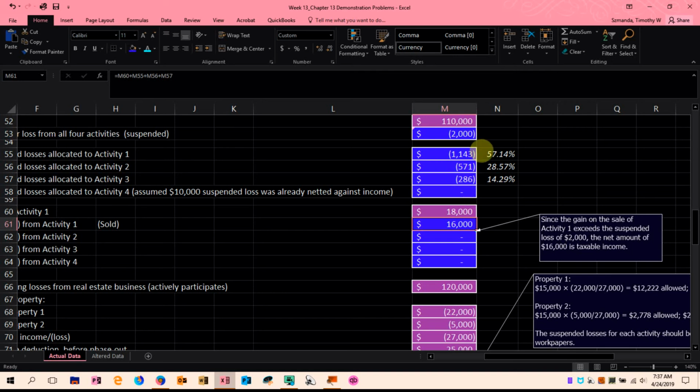So the major point of this particular demonstration was to isolate and describe the allocation of losses between the activities.